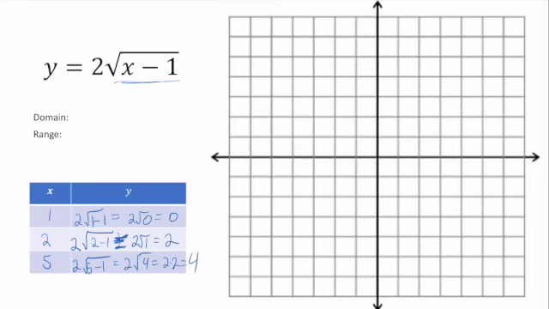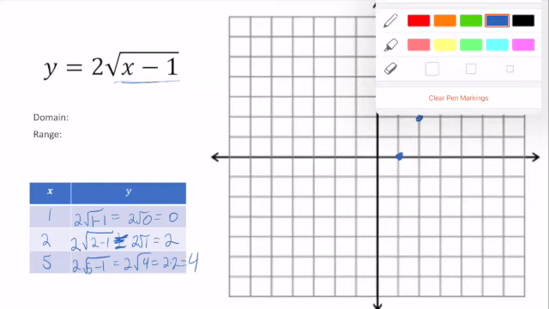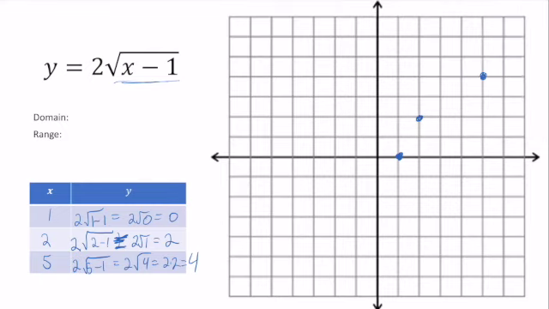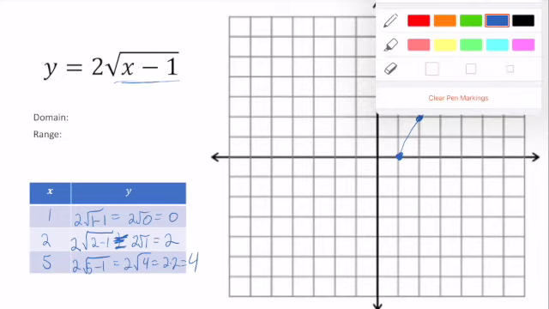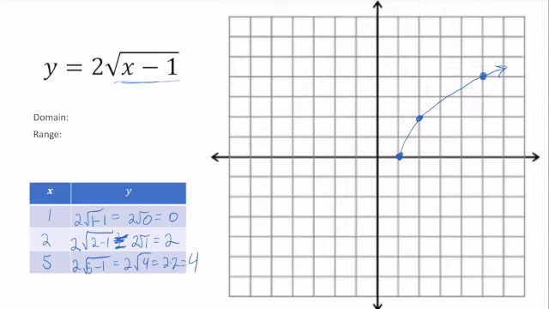Okay, so let's go ahead and plot this. When x is 1, y is 0. When x is 2, y is 2. And when x is 5, y is 4. All right. Let's go ahead and connect these points. Now, how does this compare to our original graph from the first slide of y equals square root of x minus 1?